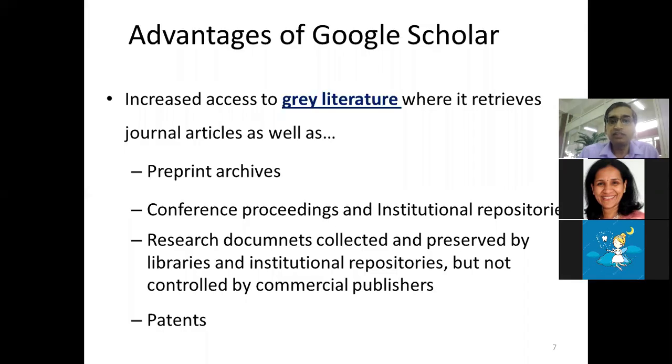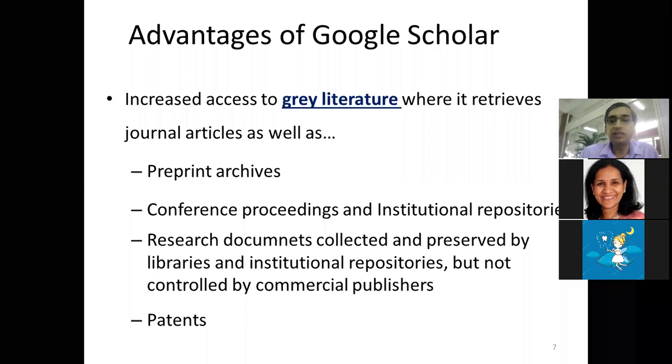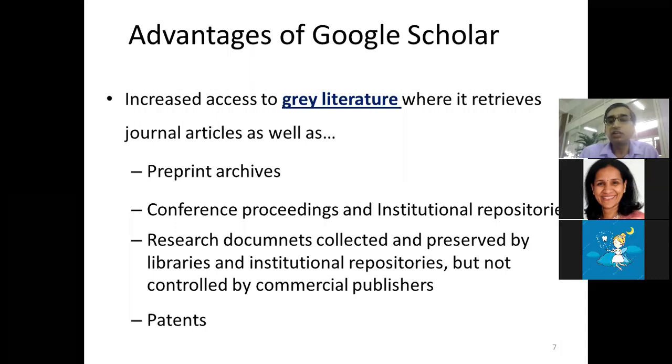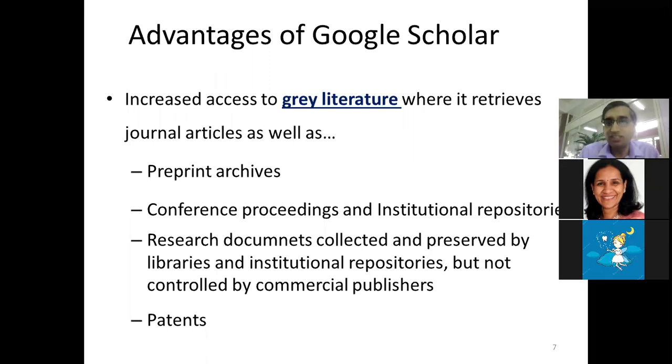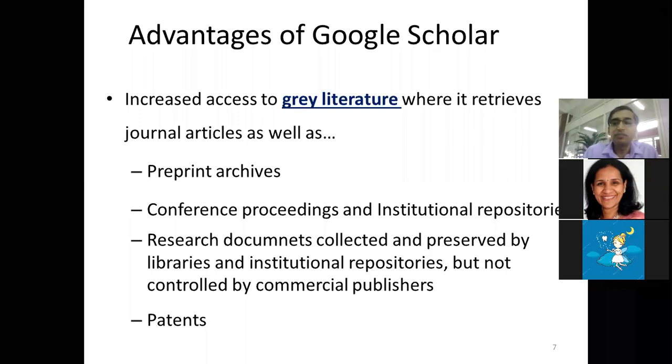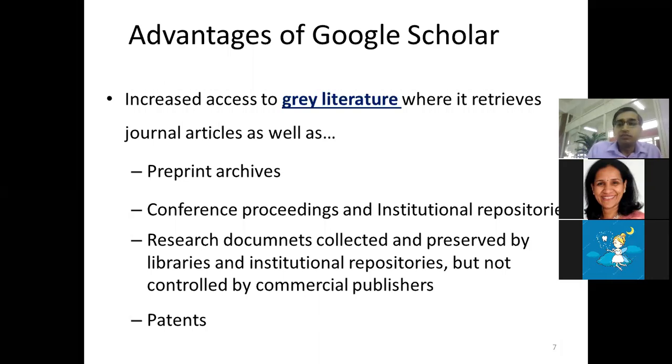The advantage is that you can search for preprint archives, conference proceedings, research documents collected and preserved by libraries, but not controlled by commercial publishers. If you want to access James Lind's article of the 1700s, you can search in Google Scholar, right? Or if you want to search for a very old book like Gray's Anatomy, you can search in Google Scholar. Or you want to search for a patent, again you could use Google Scholar and search.